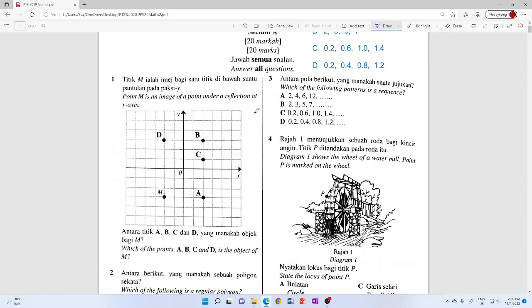Question 1. Point M is an image of a point under a reflection at the y-axis, meaning that the y-axis is the mirror and M is reflected, so the object should be on the other side of the mirror with the same distance. The answer is A.